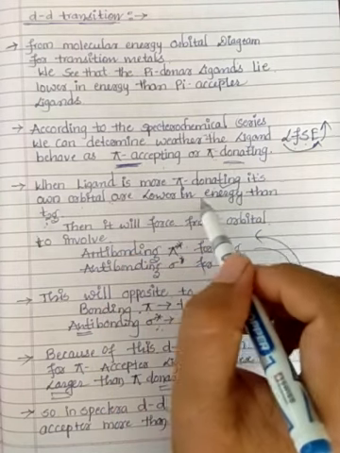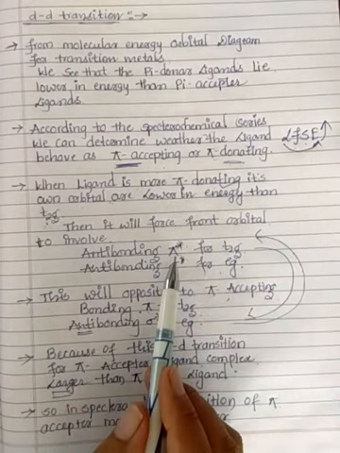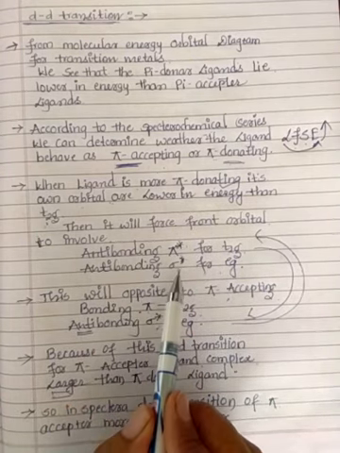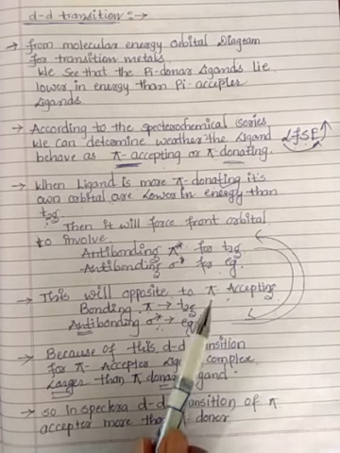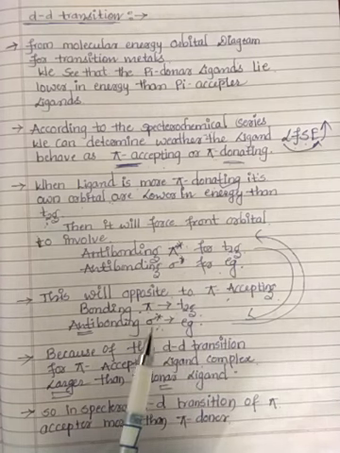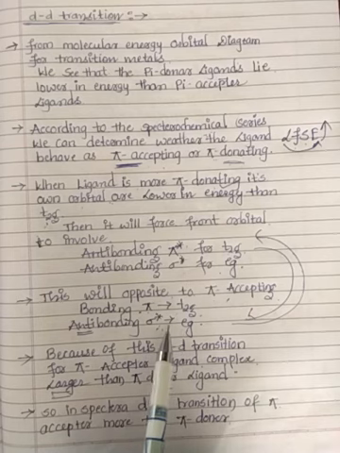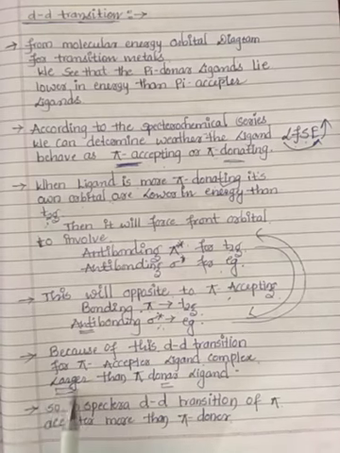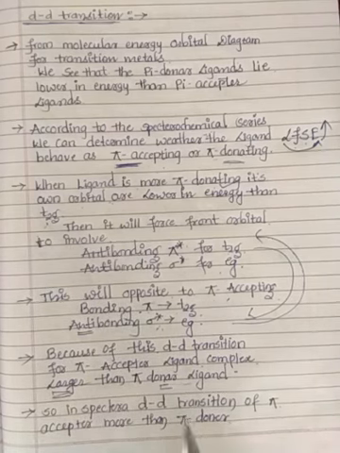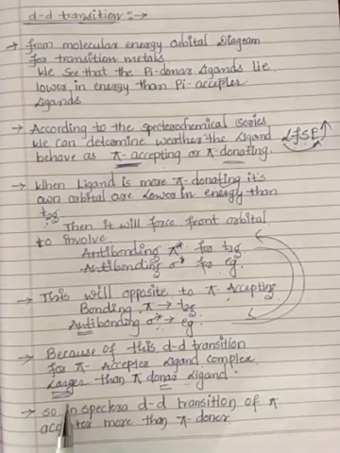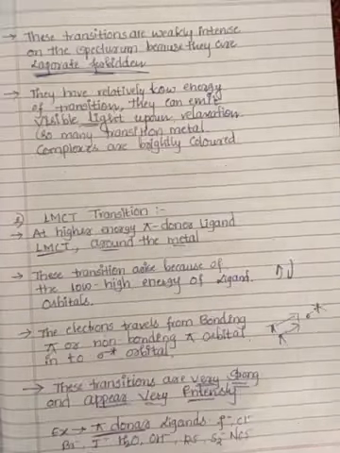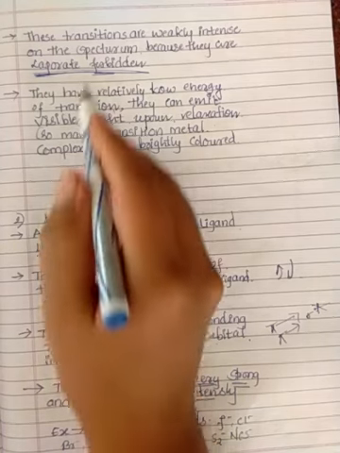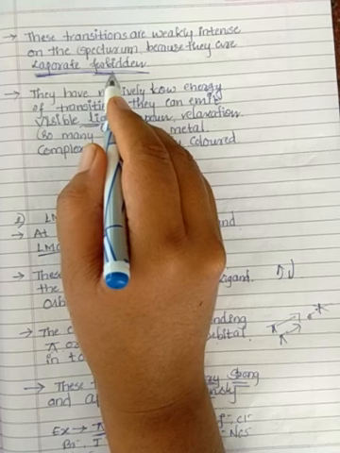Now next, when the ligand is more pi donating, antibonding will be the pi star for T2g and antibonding will be the sigma star for Eg. If it is pi accepting, bonding will be the pi for T2g and antibonding sigma star for Eg. Next, because of DD transition, the pi acceptor ligand complex is larger than the pi donor ligand. Those who accept must be larger than those who donate. So in the spectra of DD transition, pi acceptor more than pi donor, and these transitions are weakly intense on the spectrum because they are Laporte forbidden.